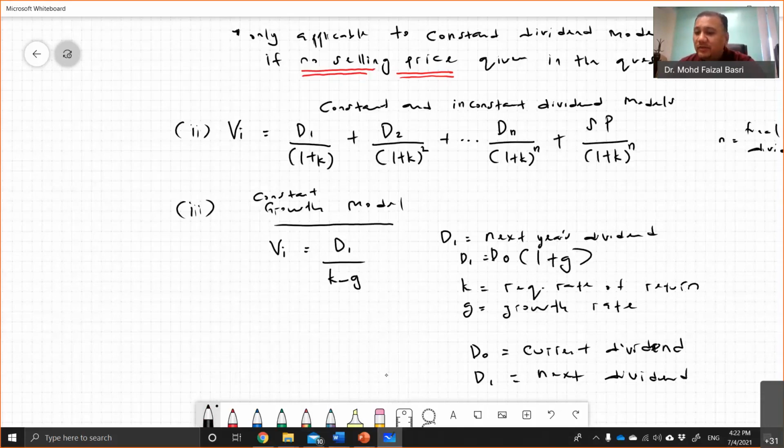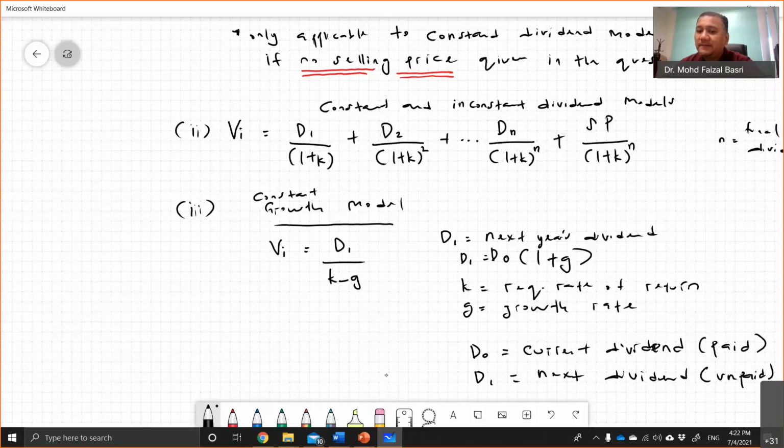To differentiate between the two some more, the current dividend usually refers to something that has already been paid, while the next dividend usually refers to something unpaid, not yet paid by the company. So they can use the words next dividend, next year's dividend. Whereas for D0, they can use current dividend, recently paid dividend, just paid dividend, for example. All of those refer to D0. So what's the implication of these two? The question can use any of these.